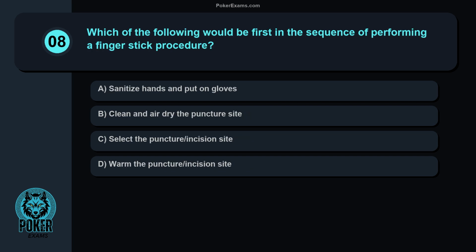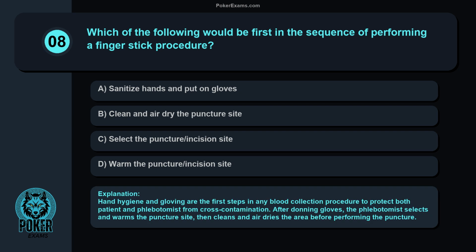Question 8. Which of the following would be first in the sequence of performing a finger stick procedure? Sanitize hands and put on gloves. Clean and air dry the puncture site. Select the puncture/incision site. Warm the puncture/incision site.